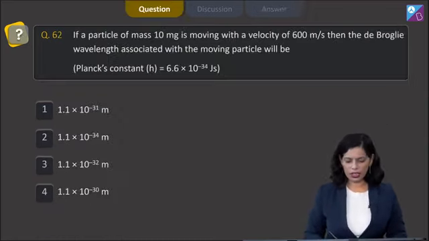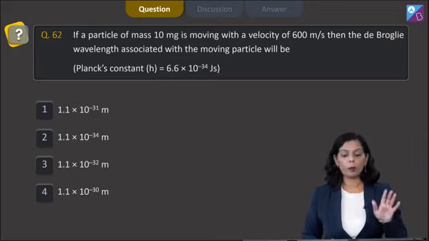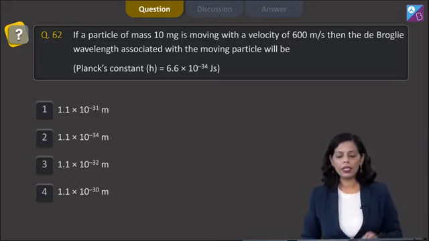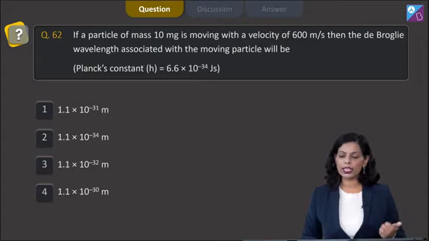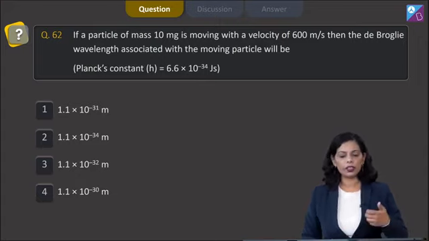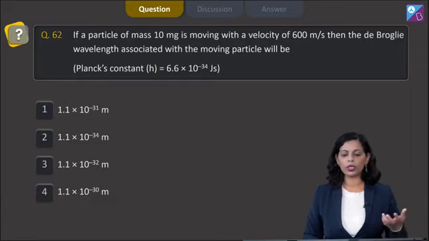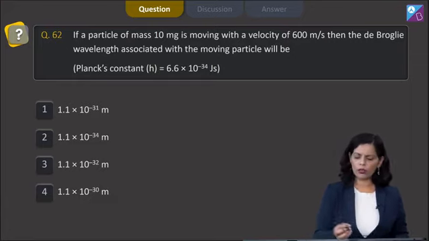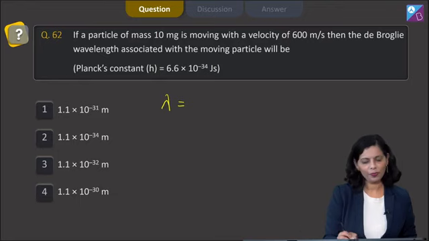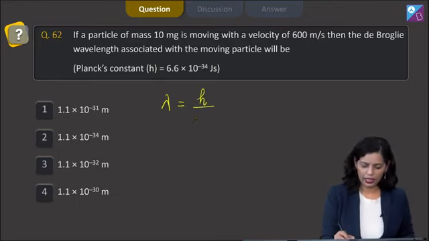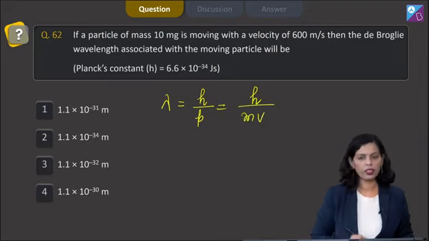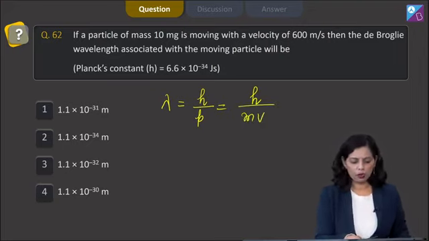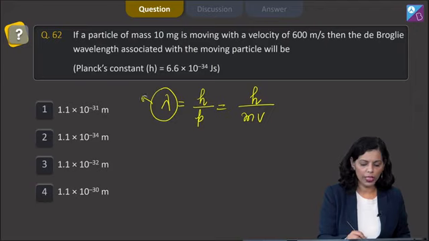Now question number 62 I am taking. If a particle of mass 10 milligram is moving with the velocity of 600 meter per second, then the de Broglie wavelength associated with the moving particle will be. What formula do we use for the de Broglie wavelength? Simple. h by p or h by mv. They're asking to find out the de Broglie wavelength associated with the moving particle. It means lambda you need to find out.